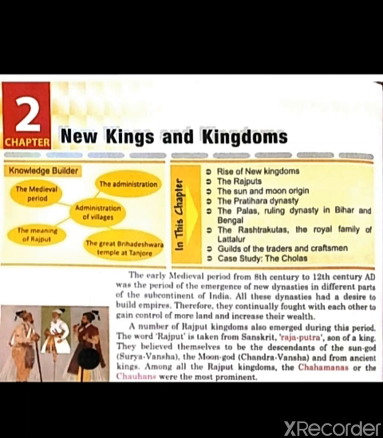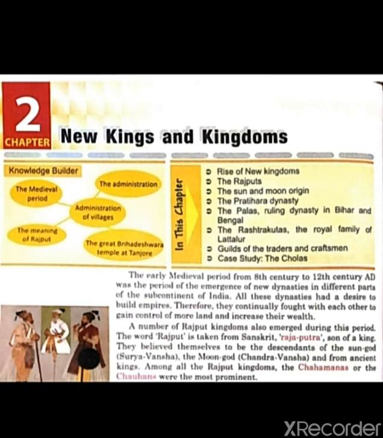As we know, history is divided into three parts: ancient history, medieval history, and modern history. In this chapter, we are going to know about medieval history. Medieval history is divided into two parts: early medieval and later medieval. So, in this chapter, we are going to know about the early medieval period, which starts from the 8th century to the 12th century. So, how did the new kings and kingdoms gain their power?